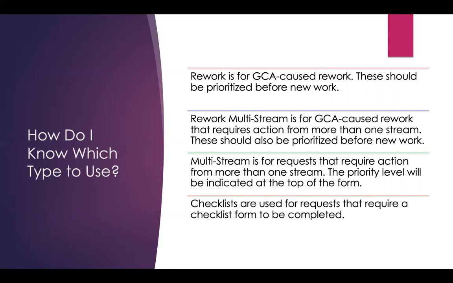And then we have multi-stream request. And these can be any priority level, including rework, but it's a slightly different format because it's for requests that require action from more than one stream. And the priority level will be indicated on the top of the form. And finally, we have checklist, which is a simplified version of the workflow sheet for requests that are related to a checklist form that's used in a stream.